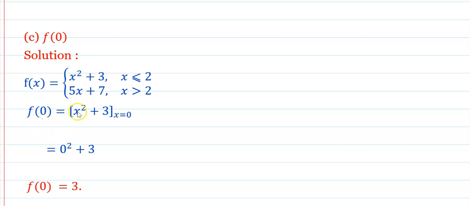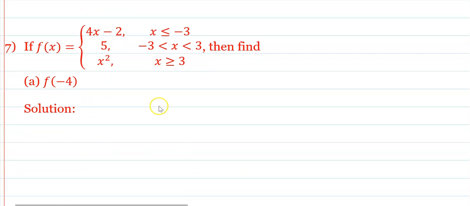Therefore f of 0 is equal to x square plus 3 where x is equal to 0. X is replaced by 0. 0 square plus 3. Overall you will get f of 0 that is equal to 3. Here the values of x are important.